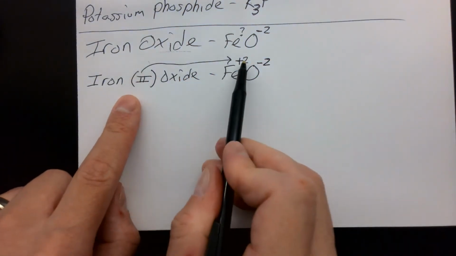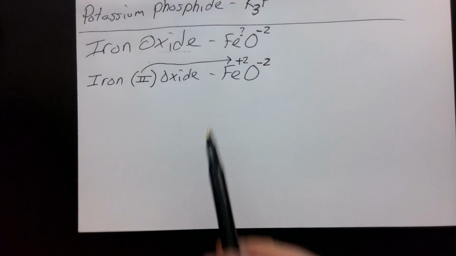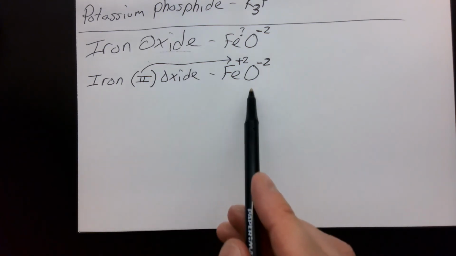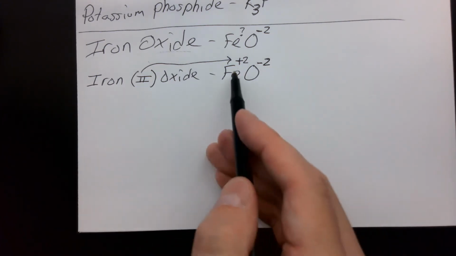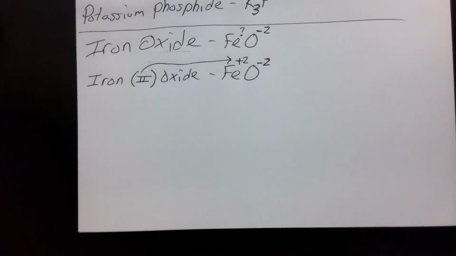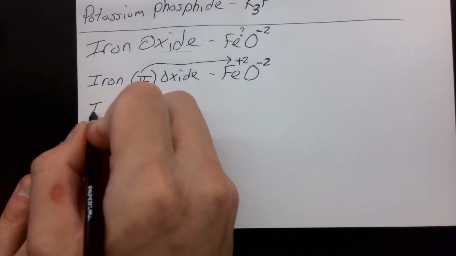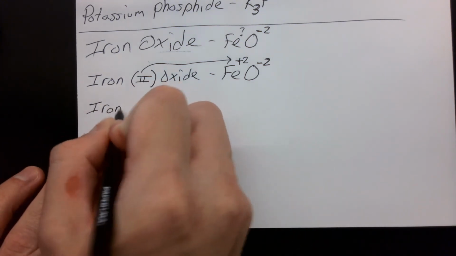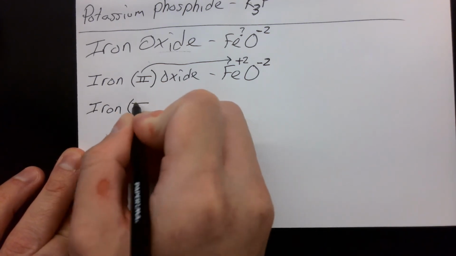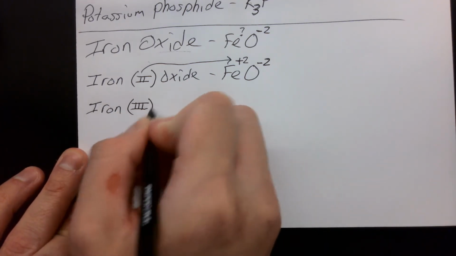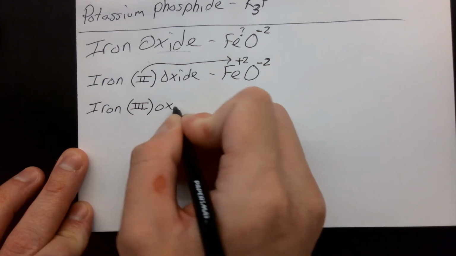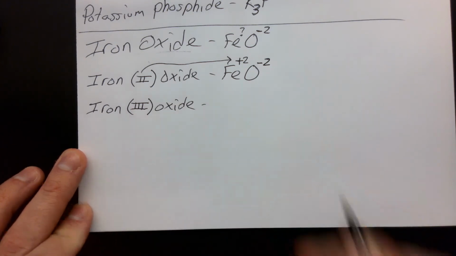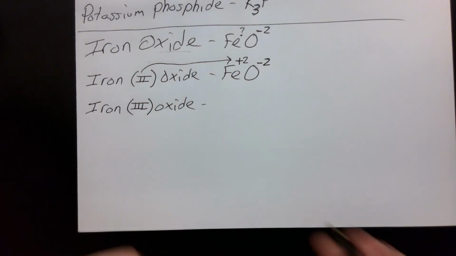This tells me that iron is a +2. So in this instance, this one works out. +2, -2, perfect. Now, if we do this one instead, iron 3 oxide, you're going to do the same process.